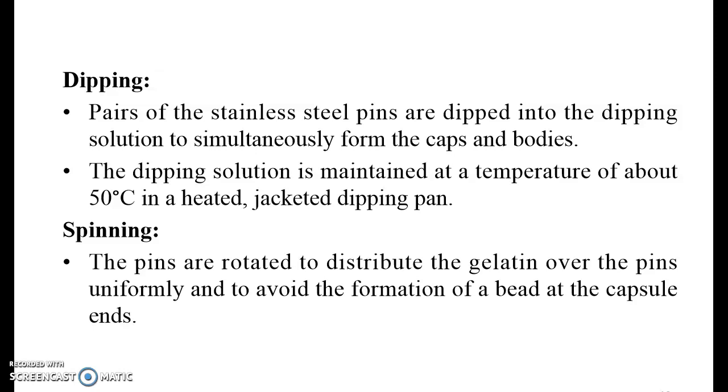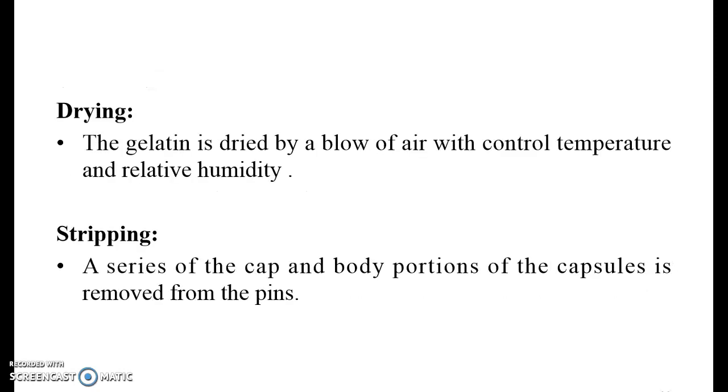Here we have to understand that dipping is nothing but the pins, which have the inner diameter of our body and cap. Whichever size of empty capsule shell you want, the pin plate of that size is prepared, and that pin plate is dipped in the gelatin tray. So you will get the proper size and shape. After dipping, time is maintained, and viscosity helps to determine the thickness of the gelatin. After removing the pins, the gelatin is dried by blowing air with properly controlled temperature and relative humidity.